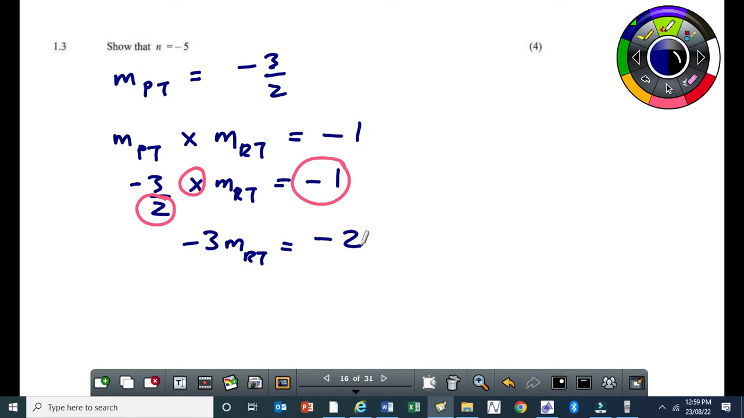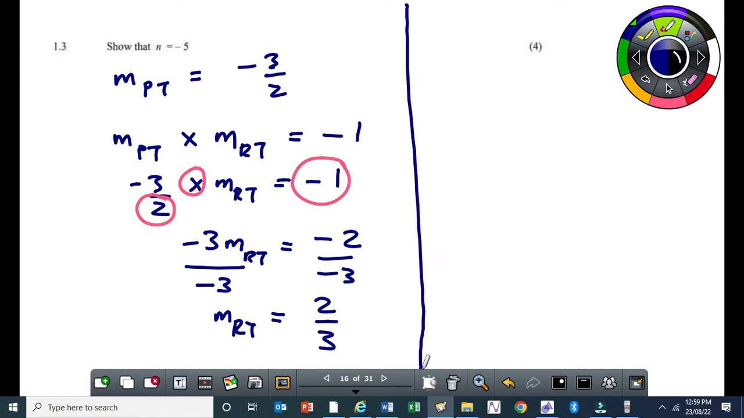If you were paying attention carefully yesterday, I told you that if two lines are perpendicular, one of them must have a positive gradient, the other one must have a negative gradient, always. So the gradient of PT is negative, it means the gradient of RT must be positive. Then, from here, you divide both sides by -3. So MRT will be equal to 2 over 3. That's the gradient of MRT. Now, I'm going to need that gradient to determine n.